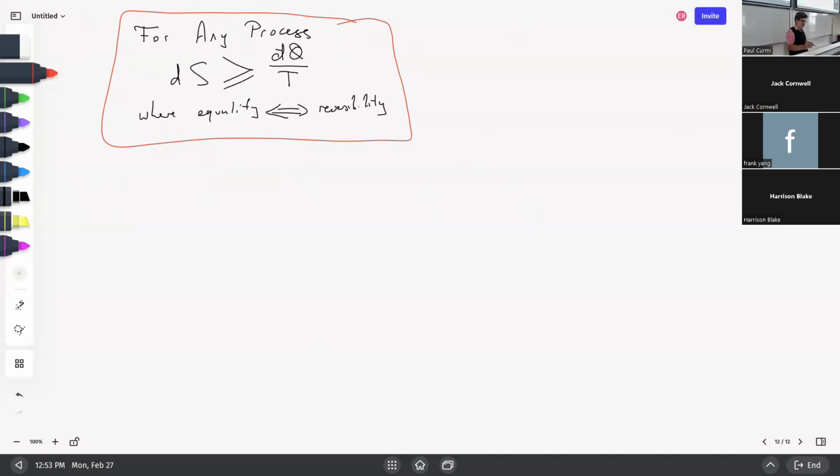So this has an implication. If I have an isolated system, then if the system is isolated, that implies that d bar q equals 0, no heat transfer.